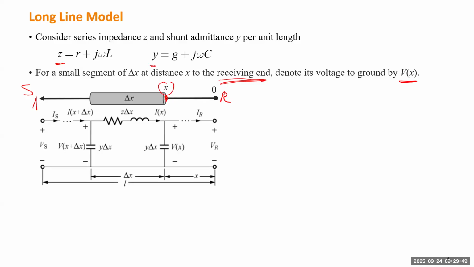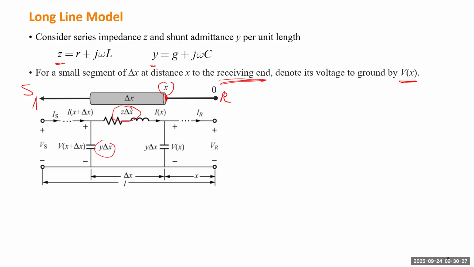Because this segment is very small, we can use the pi model. It is fine even if the total line is 250 kilometers, because this segment can be just 1 kilometer. So it will be okay to use the pi model. The pi model can be applied to both short and medium lines, as long as the line is not too long. For this segment, the total impedance will be z multiplied by the length, and the admittance on each side will be y multiplied by delta S.